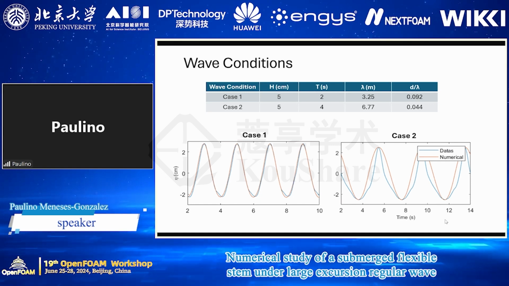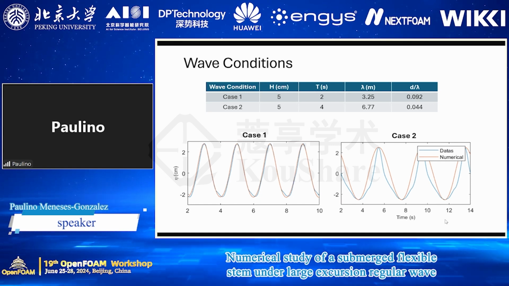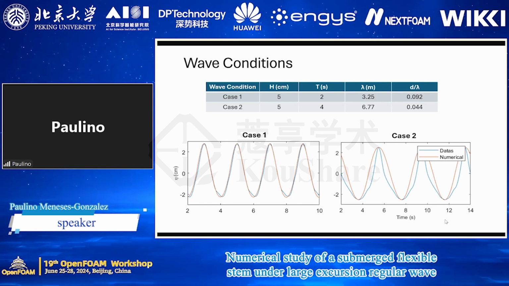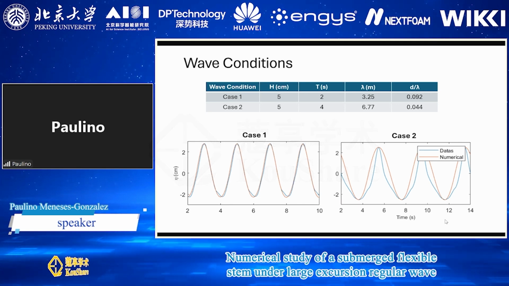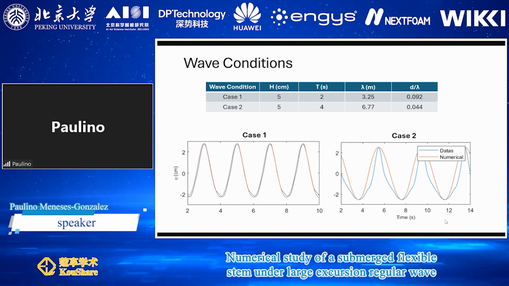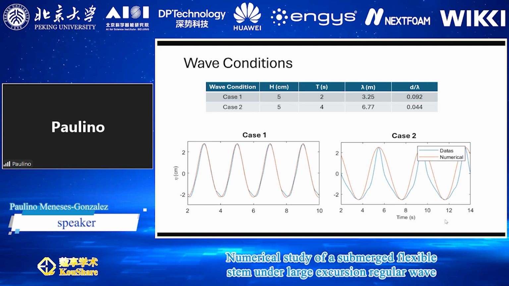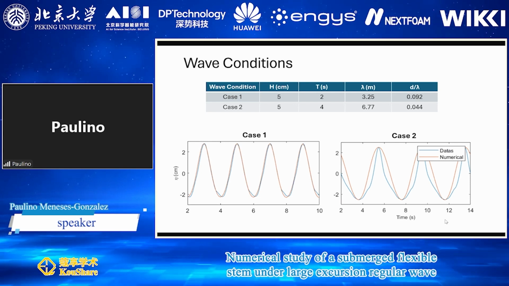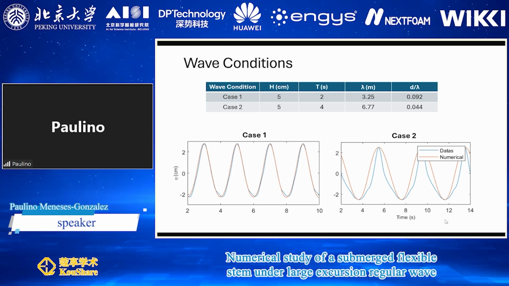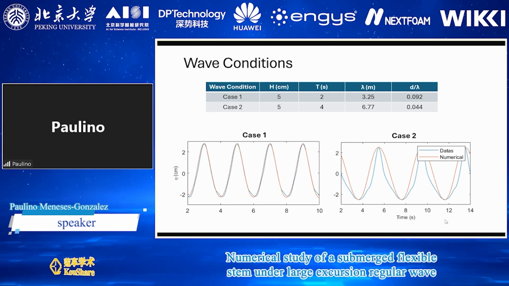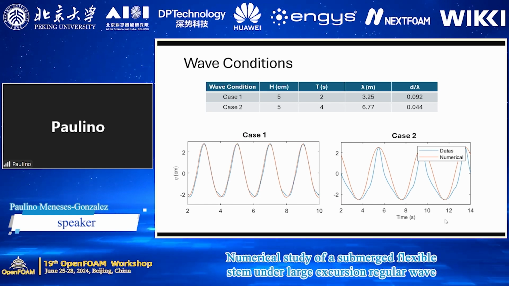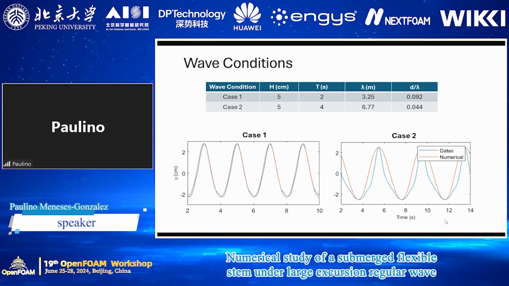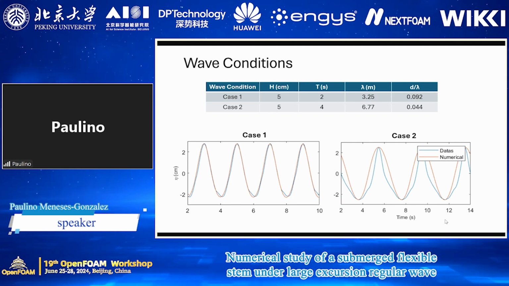You can also see eta in the plot, that is the water level. For case one, the lines match, where the blue line is the data collected during the experimental campaign and the orange is the numerical simulation. For case one those lines match, but for case two we have more shallow water effect and some reflection that we couldn't reproduce very well.